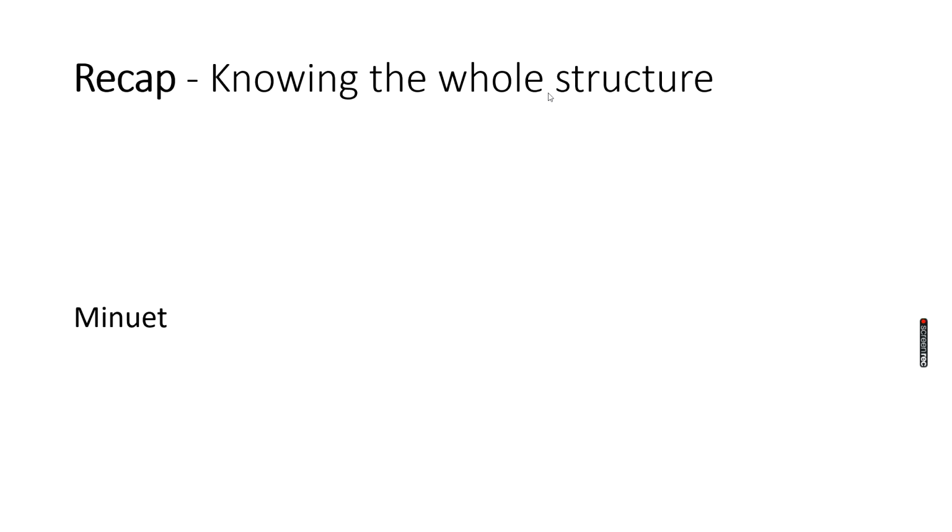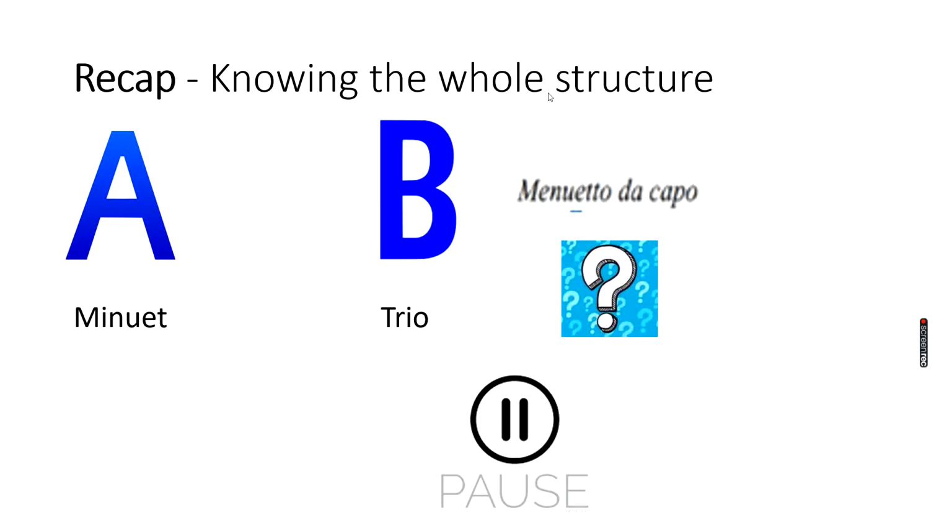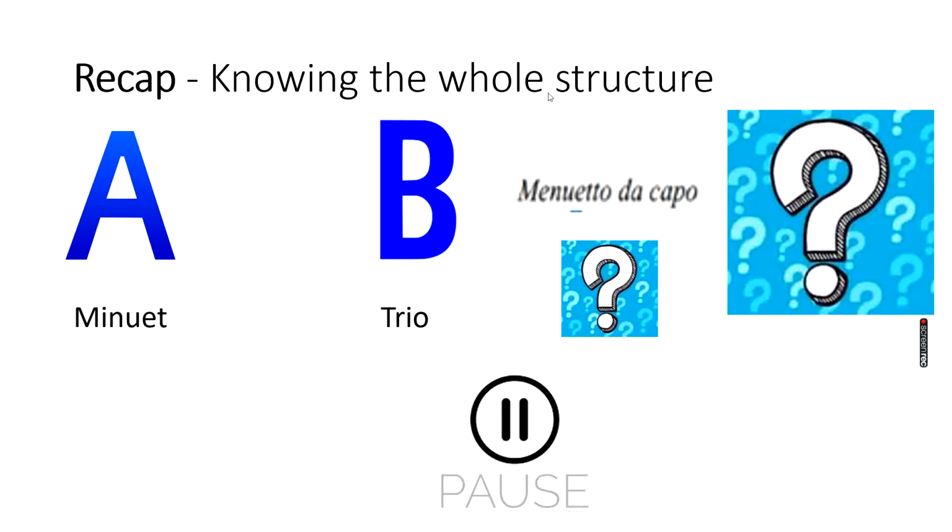Right, we're just going to recap the whole structure of the minuet and trio. So the minuet we would call section A. We do know that the minuet has 2 sections in it, but if we just look at the minuet, we would just call that A because it's the first big piece that we listen to. When the trio comes in, we would call that B. But remember, we had that menuetto da capo, so we're just doing a bit of recap. What does it mean and what happens next? Pause the video to write down your answer.